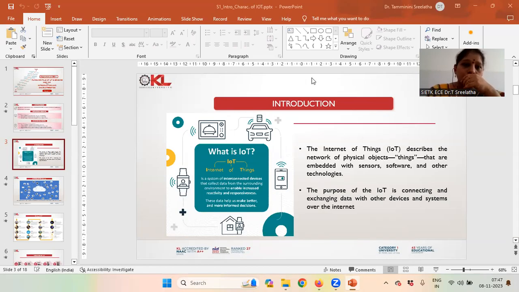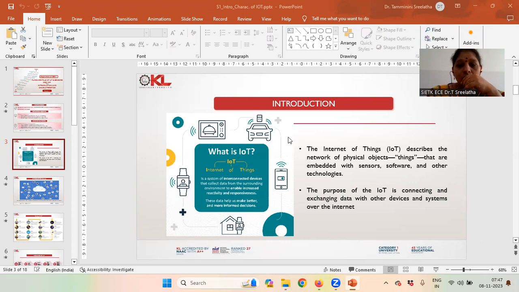Today we are going to start to learn about IoT. What is meant by IoT? What are all the characteristics of IoT? What are all the applications of IoT? IoT means Internet of Things.